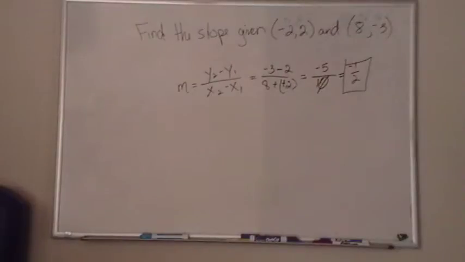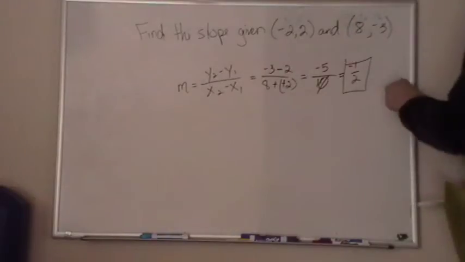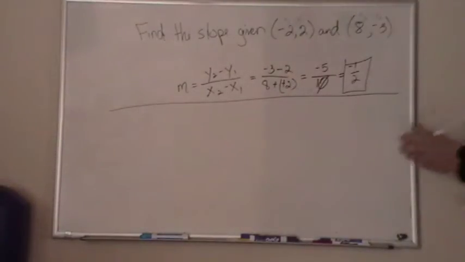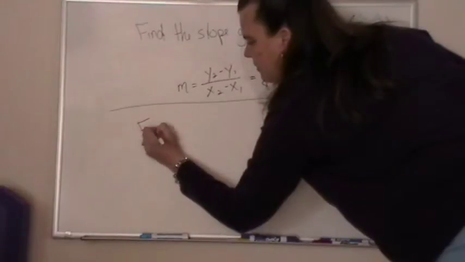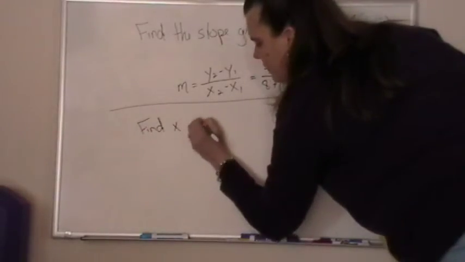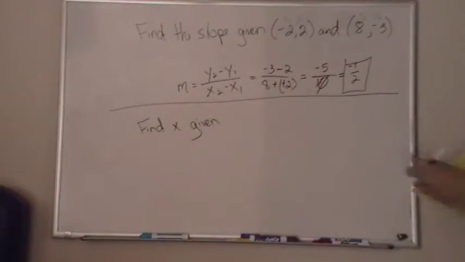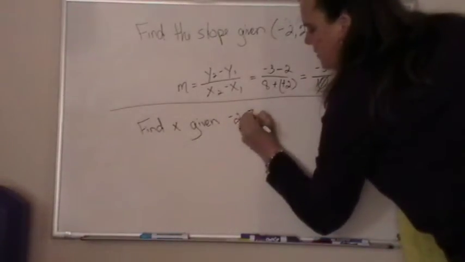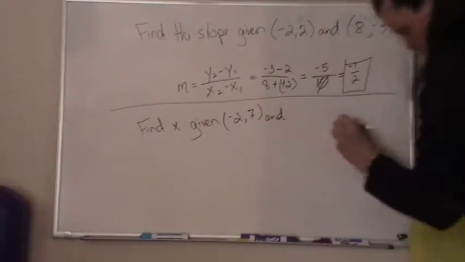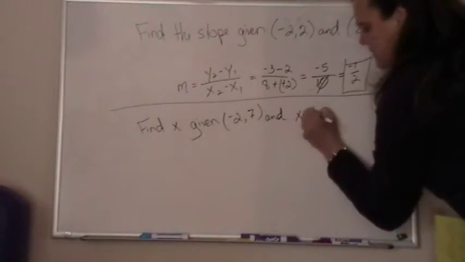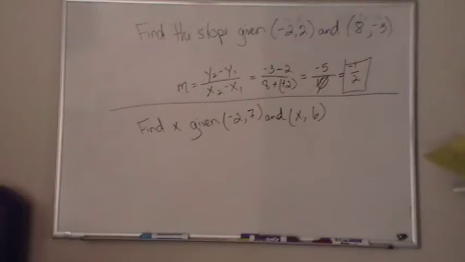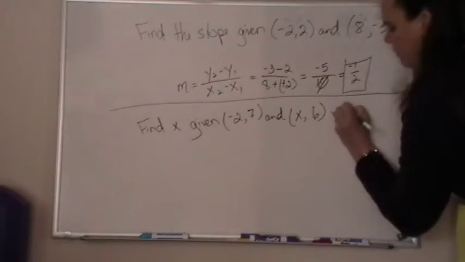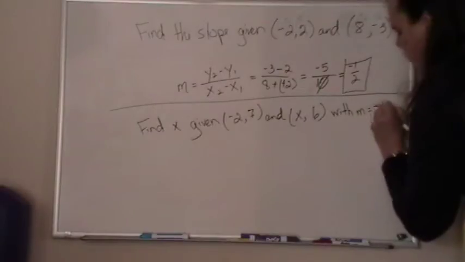Another type of problem using the same equation might have an x in place of one of these coordinates, but you're given the slope and you have to find what x is. So let me draw a line here so the two problems don't run into each other. We want to find x given the point (-2, 7) and (x, 6), with a slope m equal to -1/3.